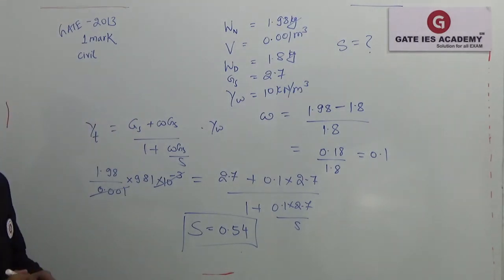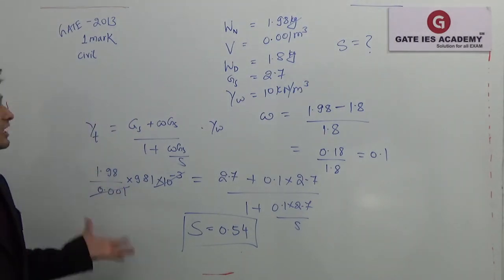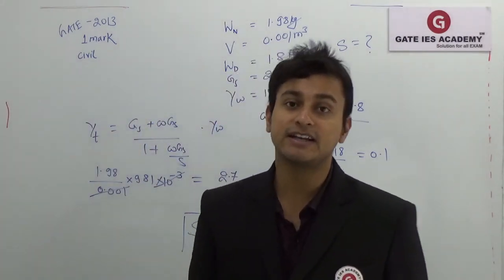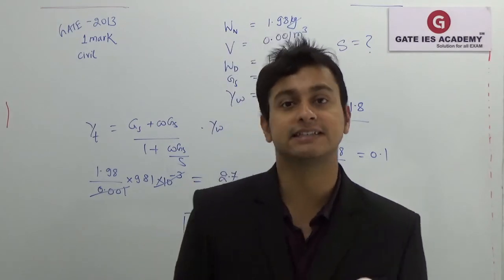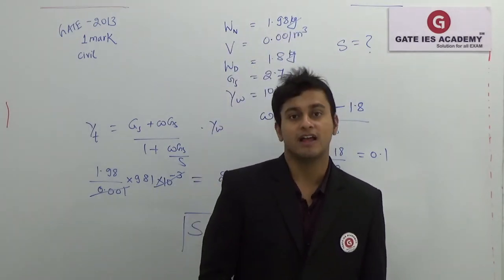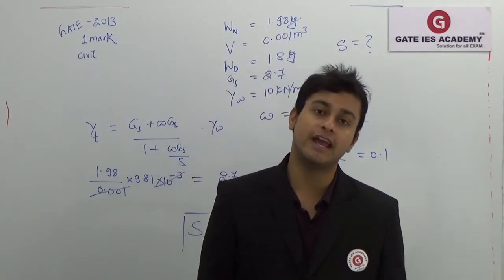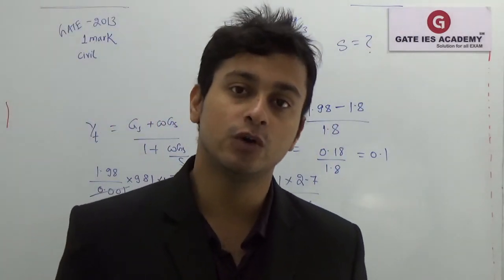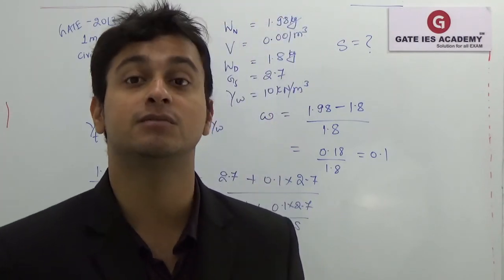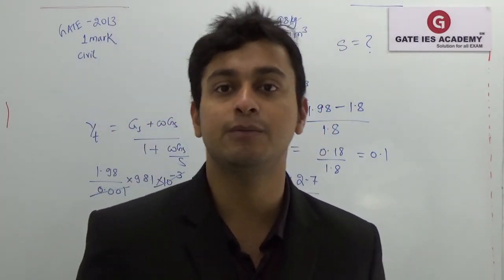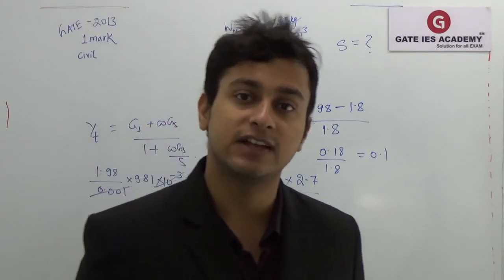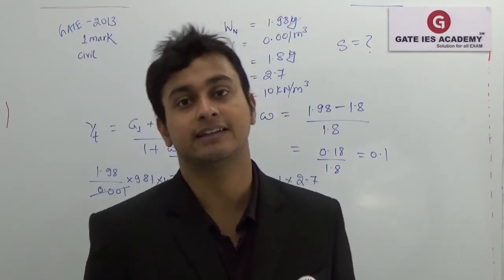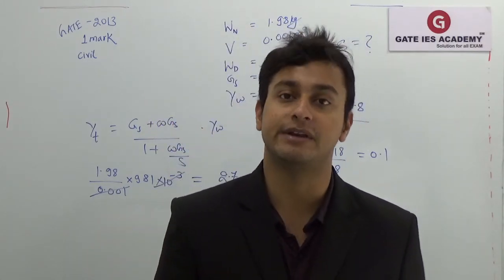Okay, this is how we solve these kinds of problems. It is just the manipulation of SE equals W GS and gamma T equals (GS plus SE) upon (1 plus E) gamma W. If you remember these two formulas, we can solve any problem possible in soil mechanics. I've told you, just remember these two formulas. This is more than enough for solving any problem in GATE as well as PSUs, or also in ESE, that is the Engineering Services Examination.